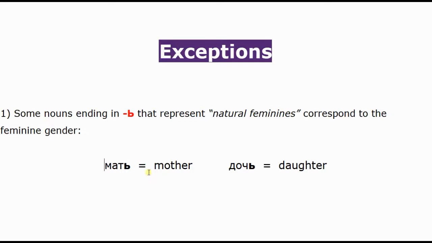мать, meaning mother, and it ends in the soft sign, and it is of the feminine gender because it represents a female person. Next we have дочь, meaning daughter, and it ends in the soft sign. Again, it represents a female person, so it is of the feminine gender as well.